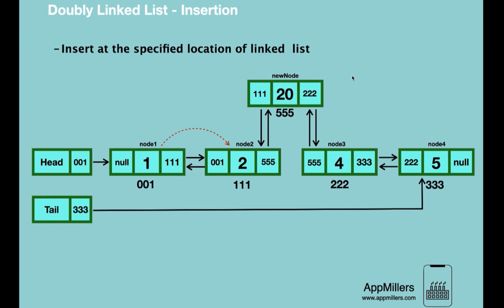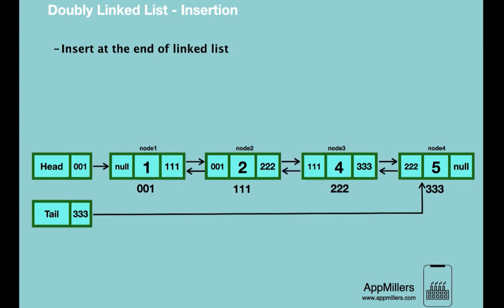Now let's continue to the next case in which we want to insert a node at the end of a double linked list. So here again, the first step is we will create a node and assign a value to it.